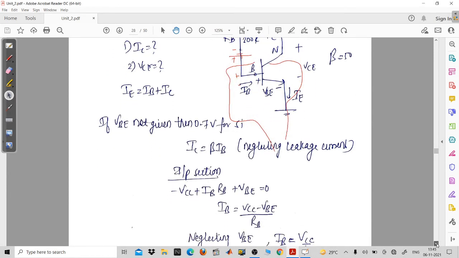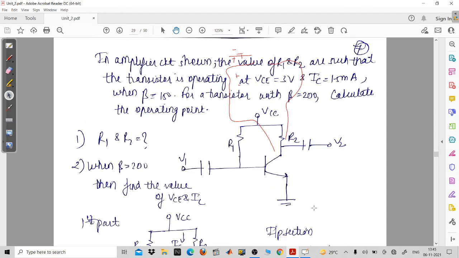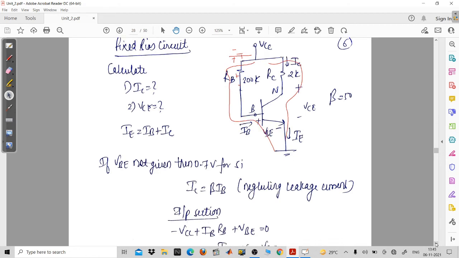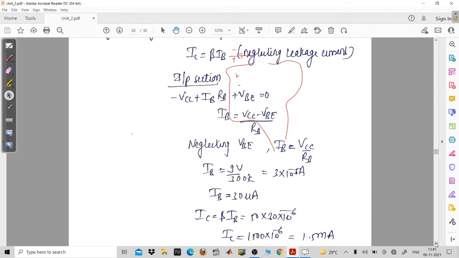So IB will be equal to, if you do some math, VCC minus VBE upon RB. Now the IB value will be equal to VCC minus VBE upon RB. If you want to put in 0.7, it's not a big problem, you can always put it. So IB will be equal to 30 microampere.